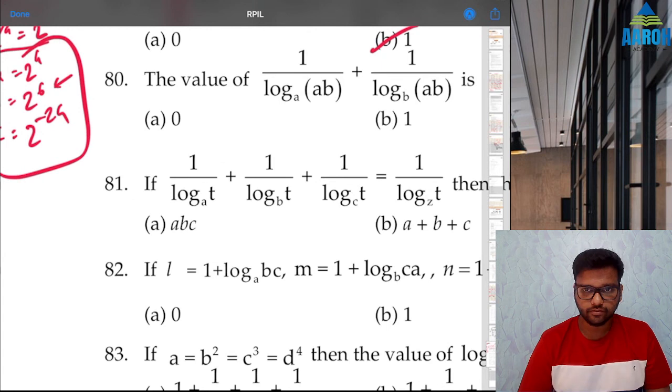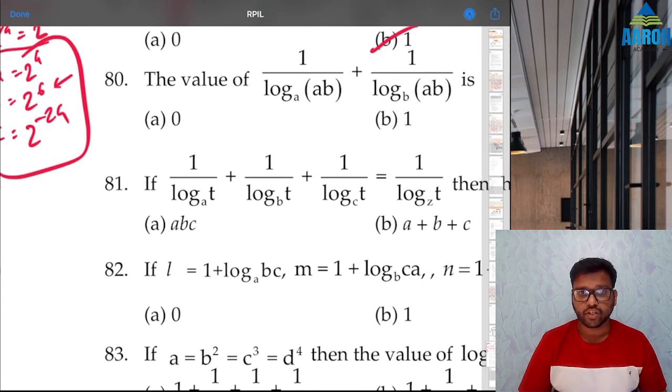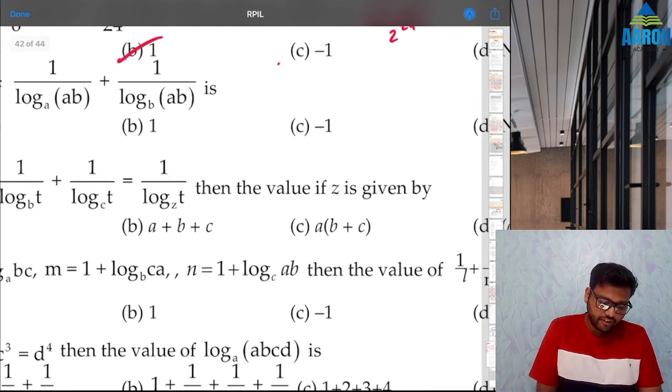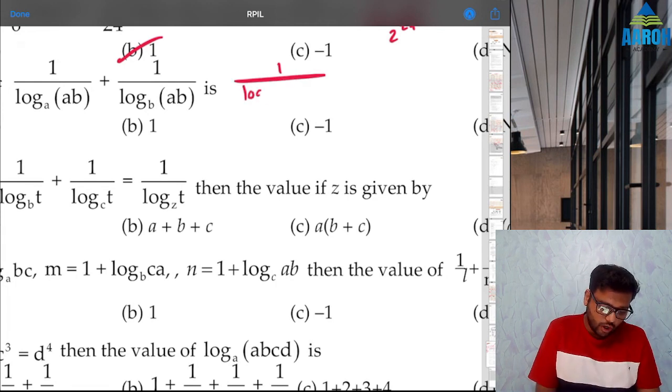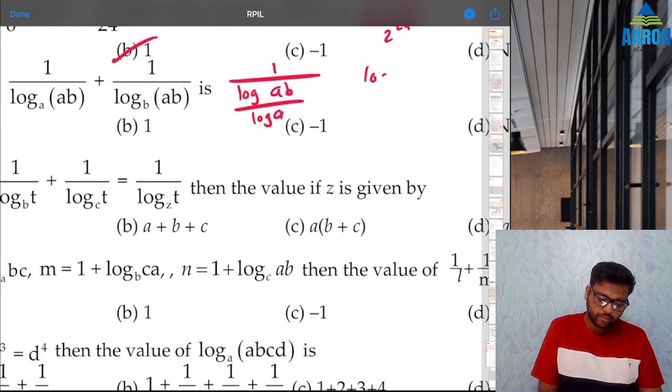80. In 80, like I said, whenever there is a different base, we should always make the base the same. Always. So in 80, we can make the base the same as what? First term will be 1 upon log AB to base A. That means it will be log AB upon log A. Or if we rearrange, it will be log A upon log AB.